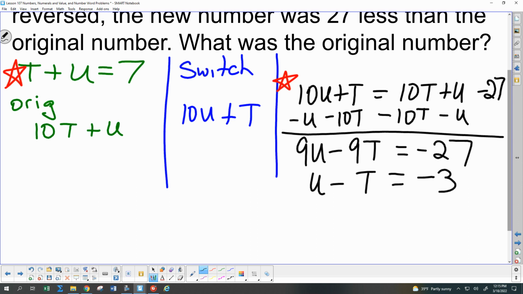So that was my second equation. My first one is t plus u is 7. Would you guys all be okay if I switch that around to u plus t is 7? Does that mean the same thing if I just switch the u and the t since they're both pluses? Okay, so there's my system.